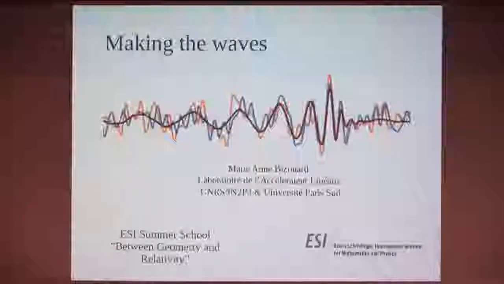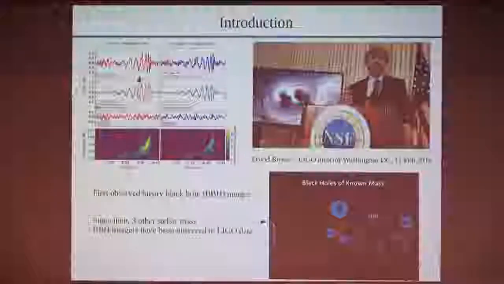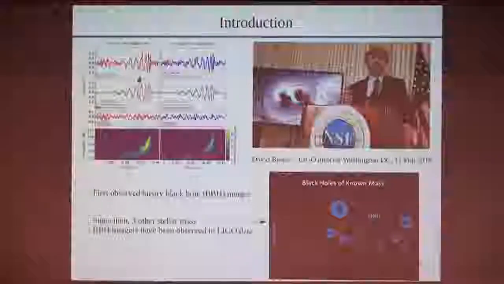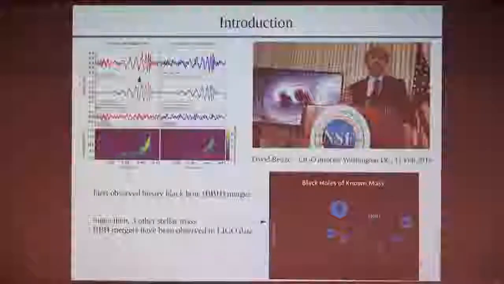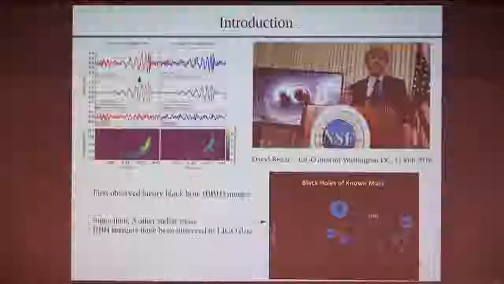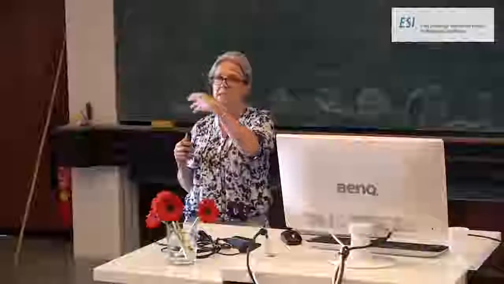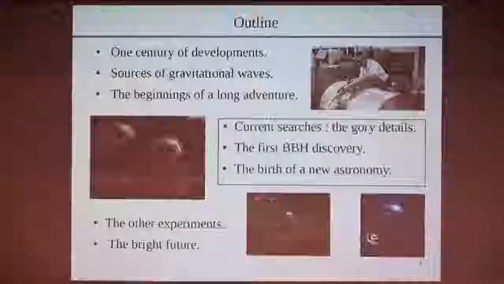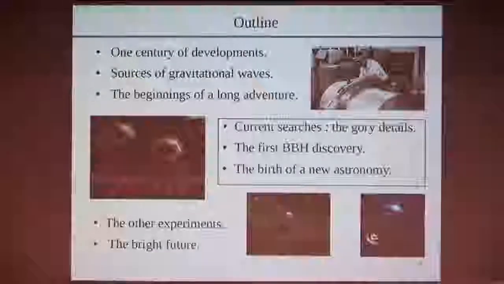So as an introduction, I'm quite sure you all know that last year the LIGO and Virgo collaboration announced the first detection of a binary black hole, a stellar mass binary black hole merger. And this discovery was made by observing the gravitational waves emitted during the merger. The main subject is gravitational waves and black holes.